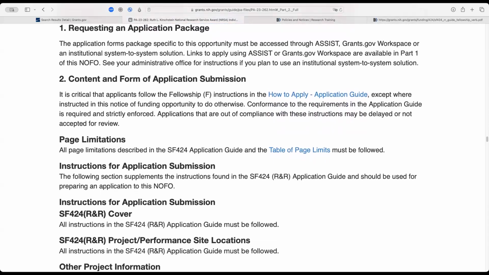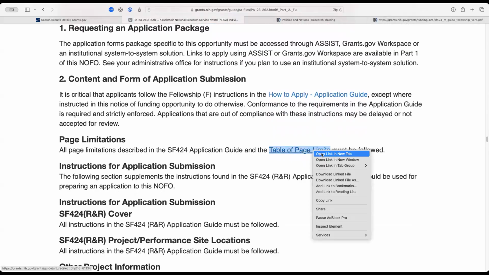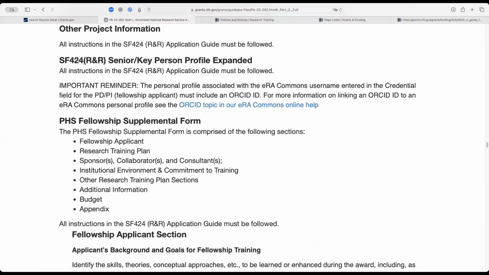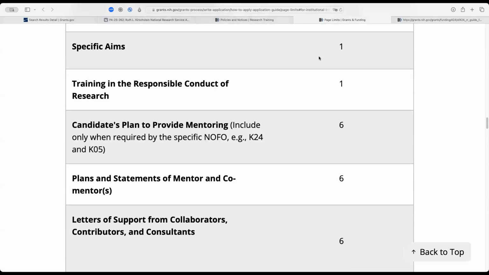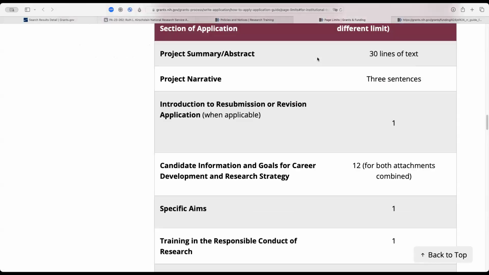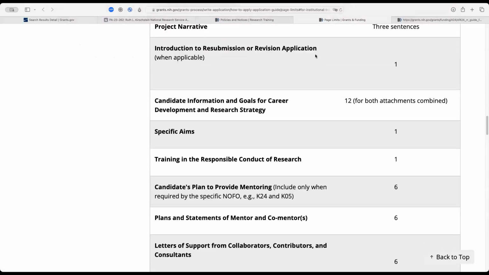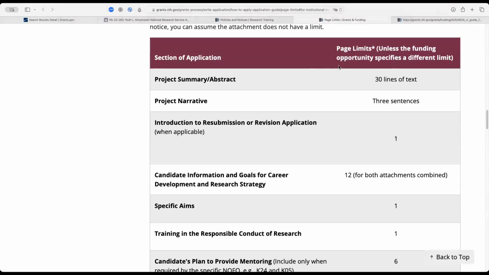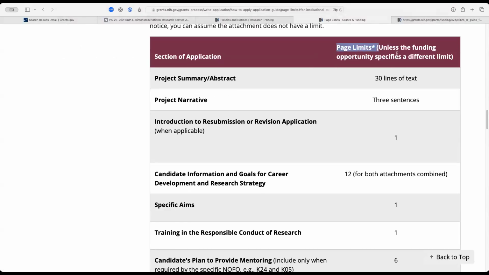All right, so let's talk about some of the other things. There's a very detailed application guide, and they are absolutely serious about their page limits. Let's just look at this. I was at a training with an NIH representative who was mentioning how many applications they were basically tossing out because they exceeded the page limits, and it was a lot. So we can see that we have specific page limits. Okay, don't go over that for the project summary.